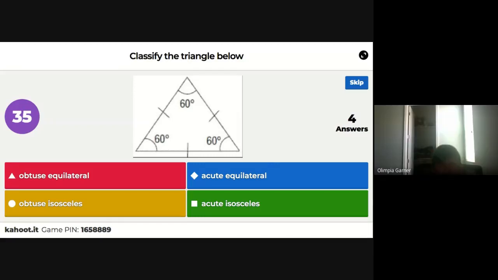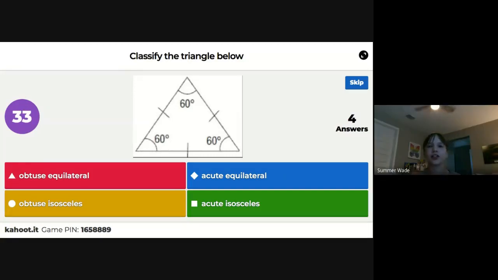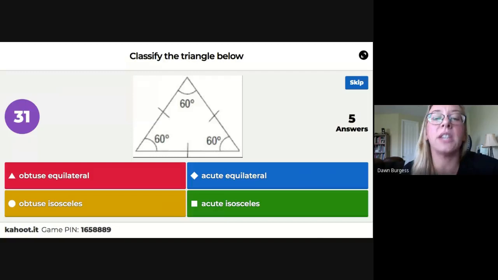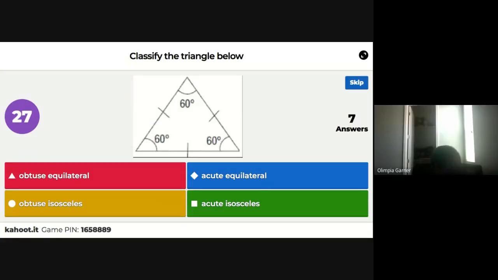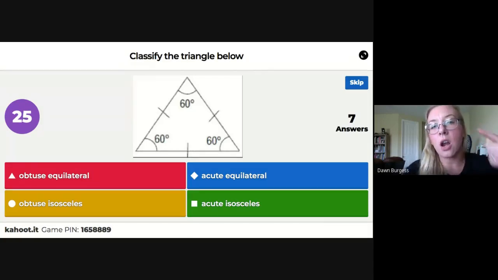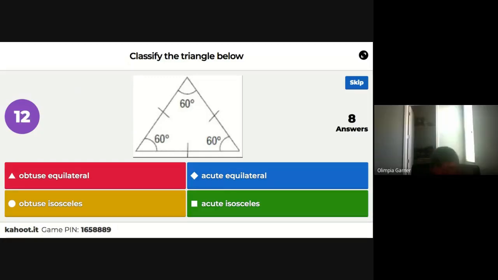Wait, this one gives you a minute to answer. That is so hard, because this one you're going to have to look at the angles, and then I just realized you're also going to look at the sides, right? So what type of angles are in that triangle, and what are the sides trying to tell us about what type of triangle this is? Hopefully you were able to knock out 2 answers right away that didn't make sense.